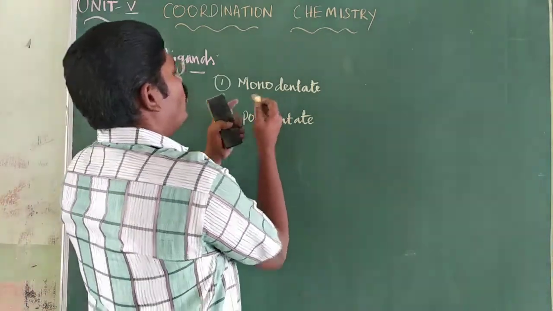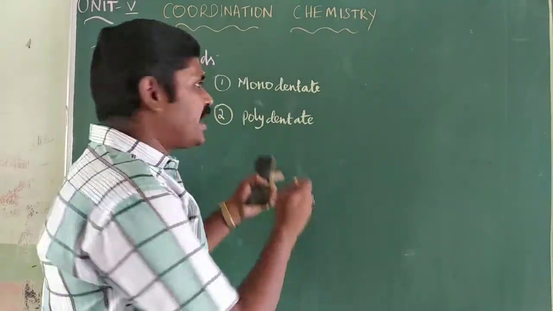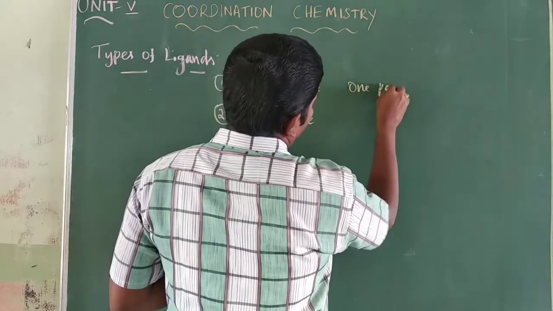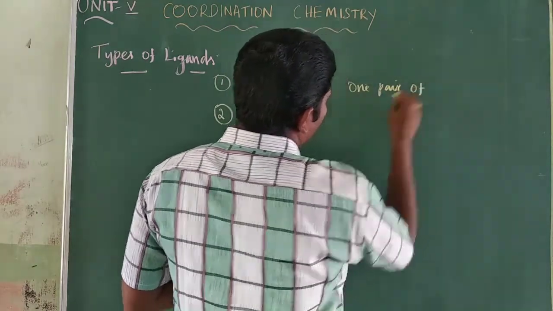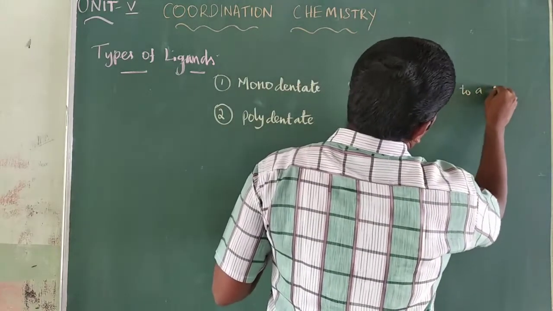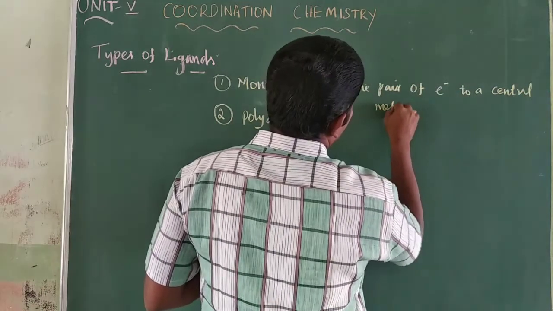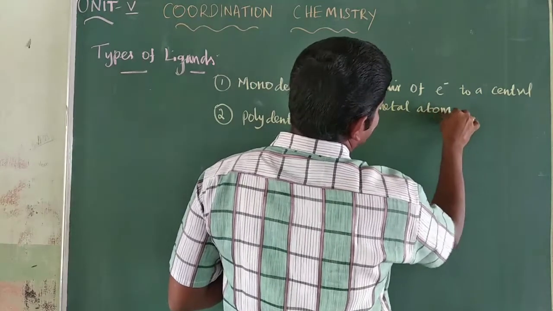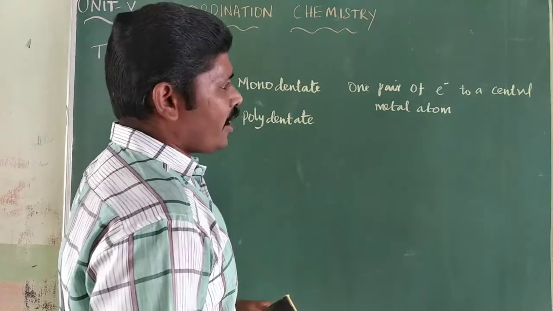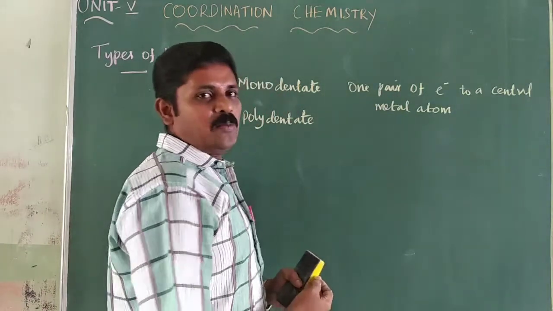So what is the meaning of monodentate ligands? The ligands are Lewis bases. So you already know that ligands are Lewis bases that donate one pair of electrons to a central metal atom. Such a ligand is a monodentate ligand. A monodentate ligand can bind to the central metal atom by donating one pair of electrons.